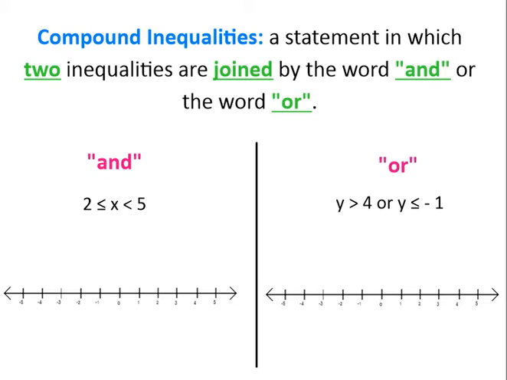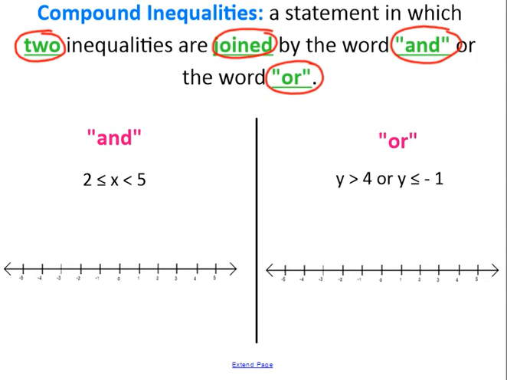All right, so those are some basic inequalities. Now let's talk about some compound inequalities. So a compound inequality is a statement where you have two inequalities that are joined by the word and or by the word or. Okay, and I'm going to show you what both of them look like.